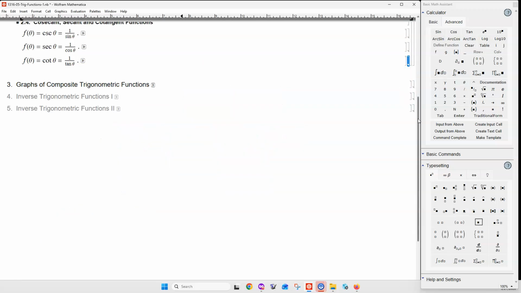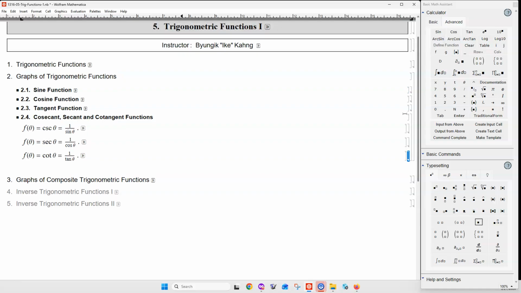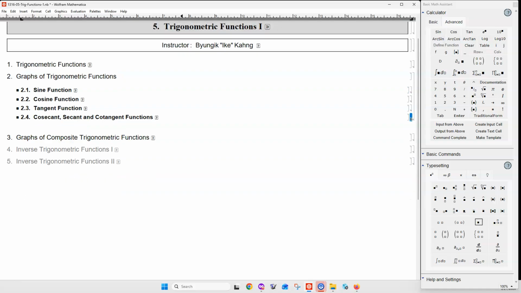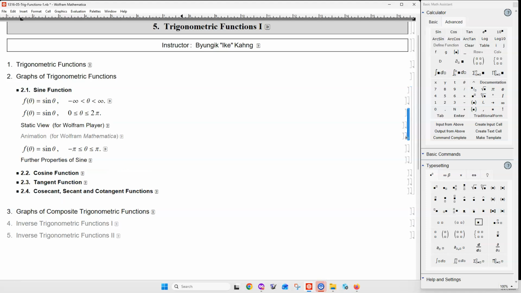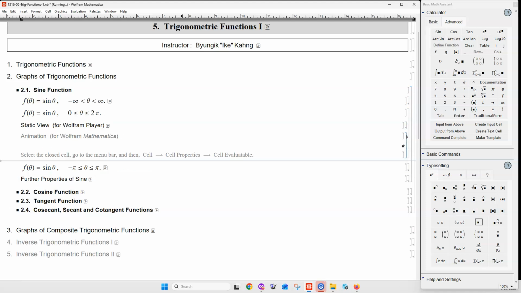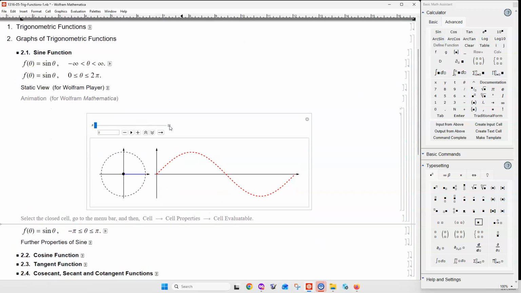We went through the graphs of the tangent, cosecant, secant, and cotangent functions. But among all this, what's the most important? I'll say the graph of the sine function is the most important. And it comes from this.